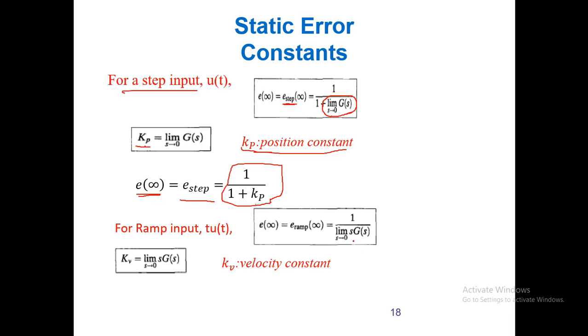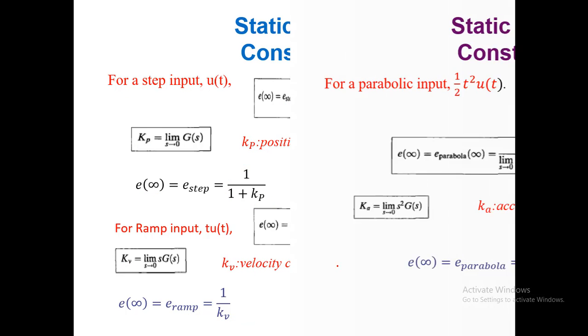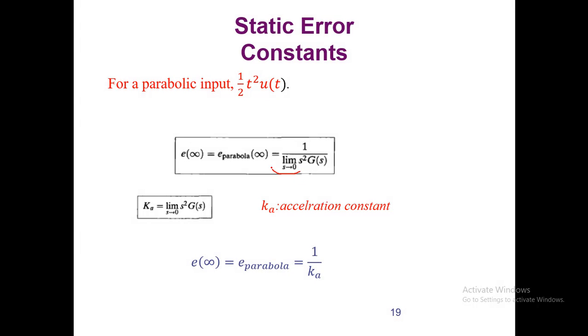Similarly, if you have a ramp input, you can replace this whole denominator with Kv, and this Kv is the velocity constant. If you have to find this Kv, you have to find this limit. This is just a representation of the static error constants. For a parabolic input, you replace this denominator with a constant known as Ka, which is the acceleration constant. So if you replace this denominator with Ka, you get e parabola equal to 1 by Ka.